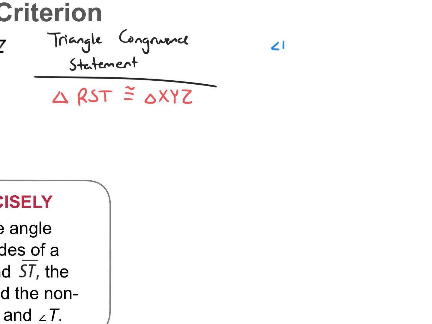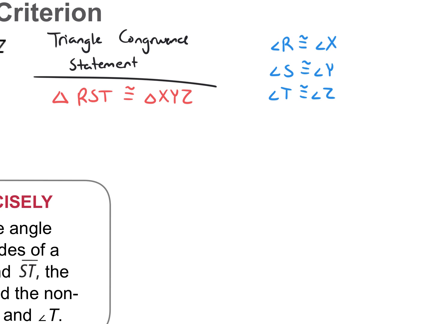Okay, so let's break this apart a little bit. If I ask you what angle R is congruent to, just by looking at that triangle congruent statement, what is it congruent to? Say it louder. Angle X. Okay, why did you say that? They're in the same spot, right? Angle R is congruent to angle X. Okay, what is angle S congruent to? Angle Y, again, they're in the same spot. And then last one, what is angle T congruent to? Angle Z. Okay, so the triangle congruent statement can tell us which angles are congruent to each other based on the order that they fall in.